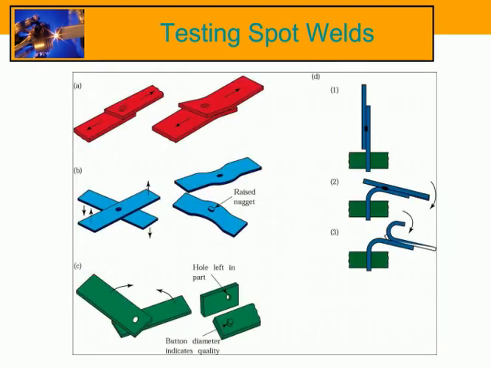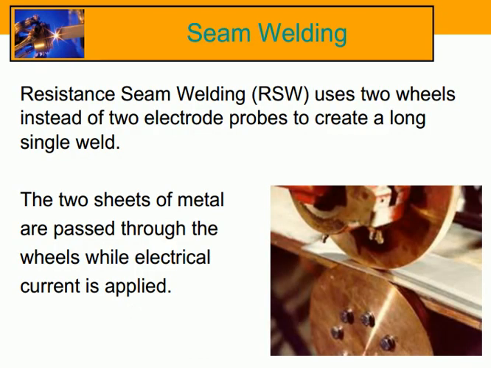Seam welding. Resistance seam welding, or SW, uses two wheels instead of two electrode probes to create a long single weld. The two sheets of metal are passed through the wheels while electrical current is applied.